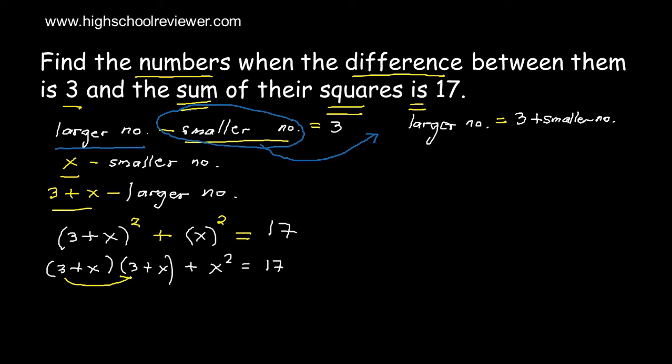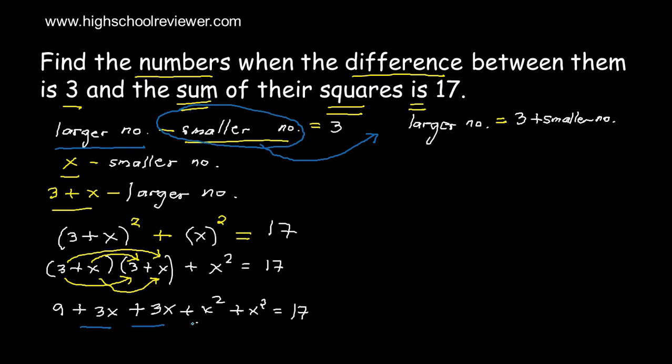3 multiplied by 3 is positive 9. We have 3 multiplied by positive x, which is plus 3x. And we have x multiplied by positive 3, which is again positive 3x. And x multiplied by x is plus x squared. And plus x squared equals 17. So combining like terms, we have positive 3x plus positive 3x and positive x squared plus positive x squared.